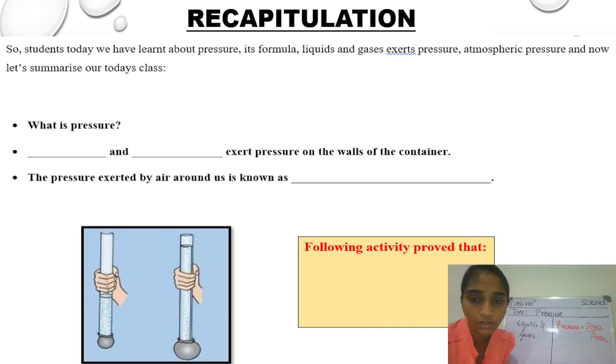So now, the pressure exerted by air around us is known as, yes, students, what are your answers? Yes, it is known as the atmospheric pressure. Very good. So you can also note down side by side, because these are very important points.